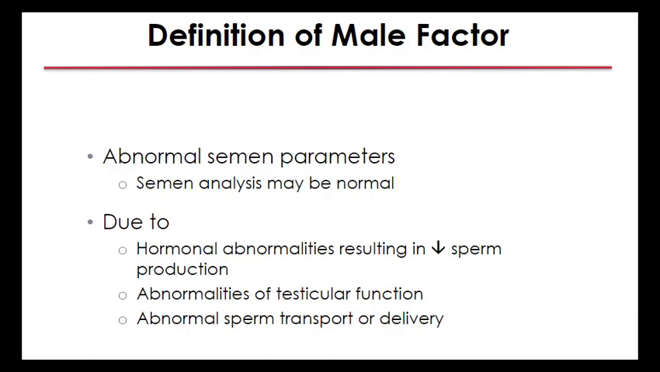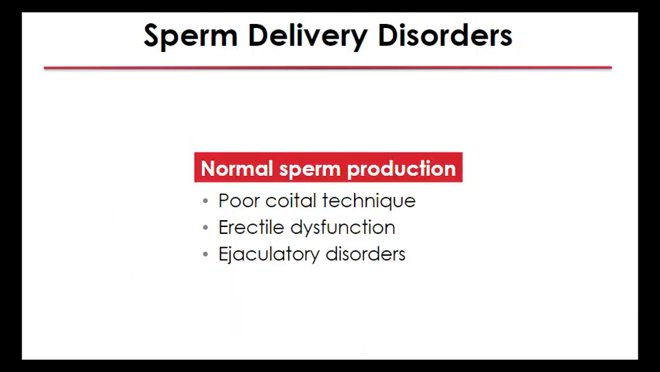A male factor is almost always defined by abnormal semen parameters. However, a male factor may also be involved when the semen analysis is normal. A male factor may be due to hormonal abnormalities resulting in decreased sperm production, abnormalities of testicular function, or abnormal sperm transport or delivery. Causes of male infertility associated with normal sperm production include poor coital technique, erectile dysfunction, and ejaculatory disorders.